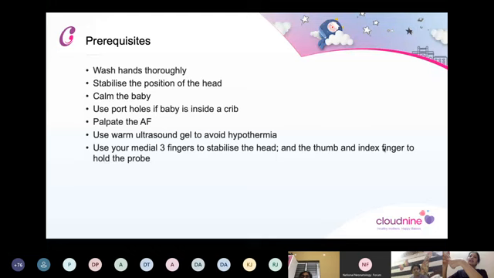So if that is the baby's head and that is the probe, then you make sure that you hold the probe with your 2 fingers, your thumb and index finger, and use your other 3 fingers to stabilize the probe and the baby's head so that the probe moves along with the baby's head. So if the baby otherwise moves, then your probe will move and your view will go out of focus. I hope that was clear.